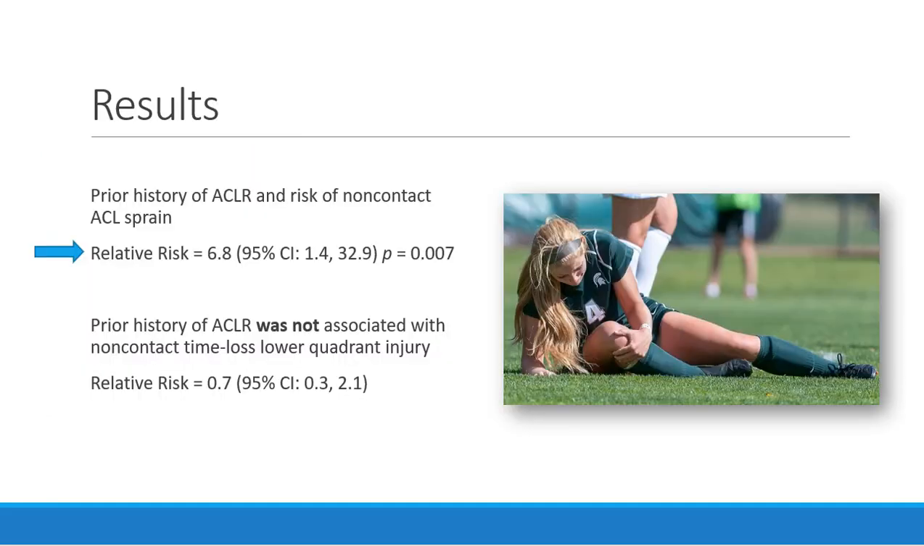So, a prior history of ACL reconstruction was associated with almost a 7 times greater risk of ACL sprain when competing at the college level. A prior history of ACLR was not associated with any non-contact time loss lower quadrant injury.